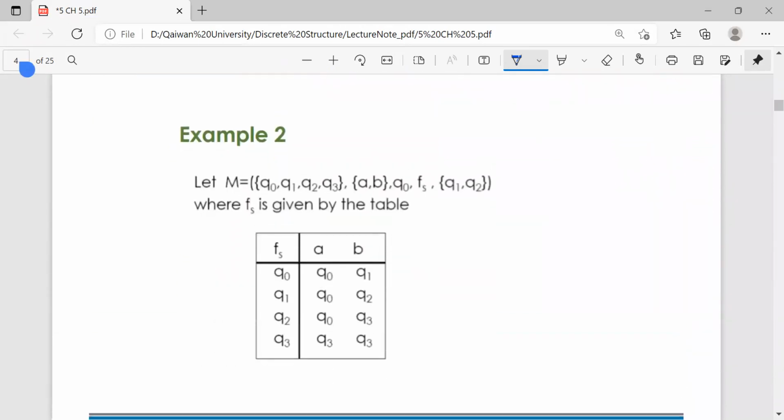Now, this is a new example. We have the given set M, which is Q0, Q1, Q2, Q3. That means here you have four states: Q0, Q1, Q2, and Q3. And also A and B are the inputs. This is S. This is I.